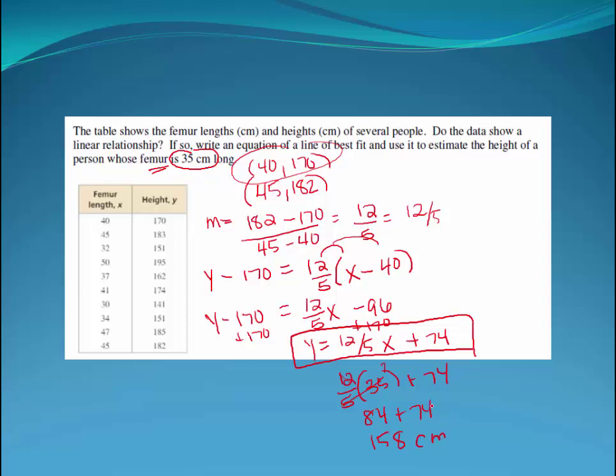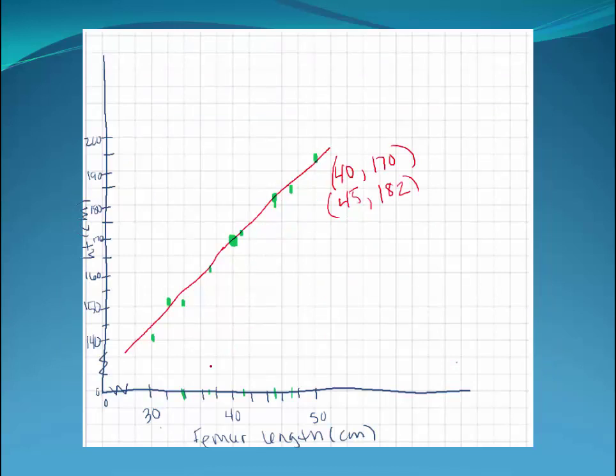And then I always tell people, go back and look at your graph and see if that kind of makes sense. So go about where 35 would be and go up. Is it around 158? So 32, here's 35. If I go up and go over, oh, is that about 158? That'd be really close.